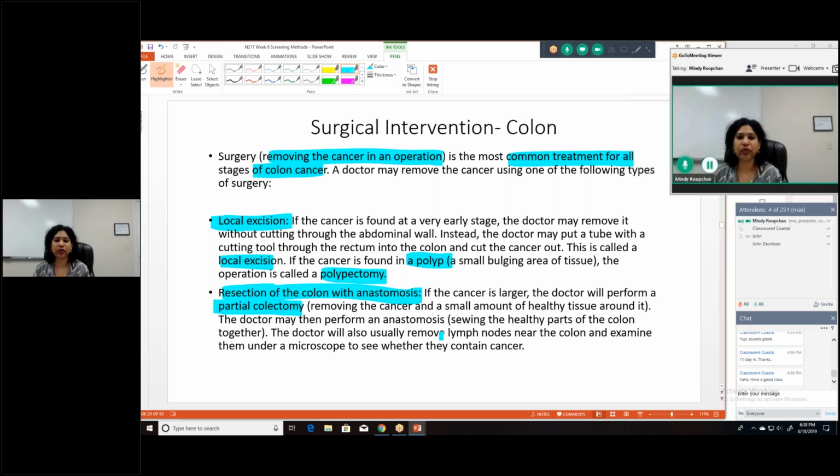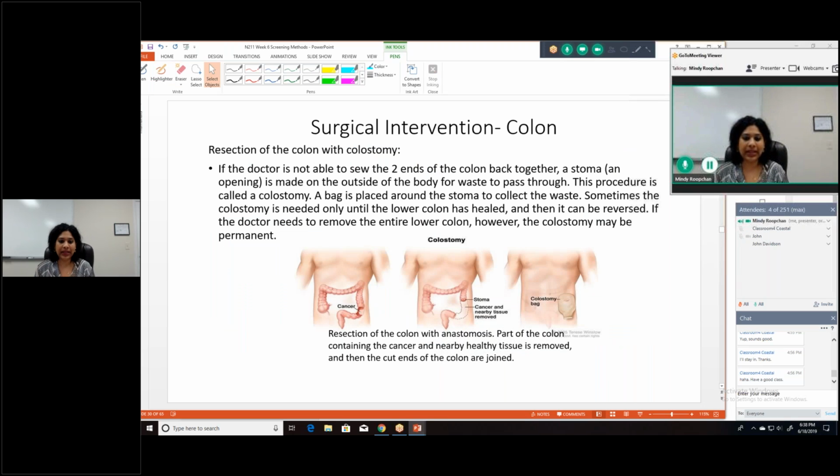And the doctor is going to remove the lymph nodes near the colon and examine them under the microscope to see if they have any cancer in them. Here's a really good picture: resection of the colon with a colostomy. The doctor is not able to sew the two ends back together, so now we have a stoma. An opening is made on the outside of the body because the waste has got to get out. So the procedure is called a colostomy. And I take care of so many patients that have these.